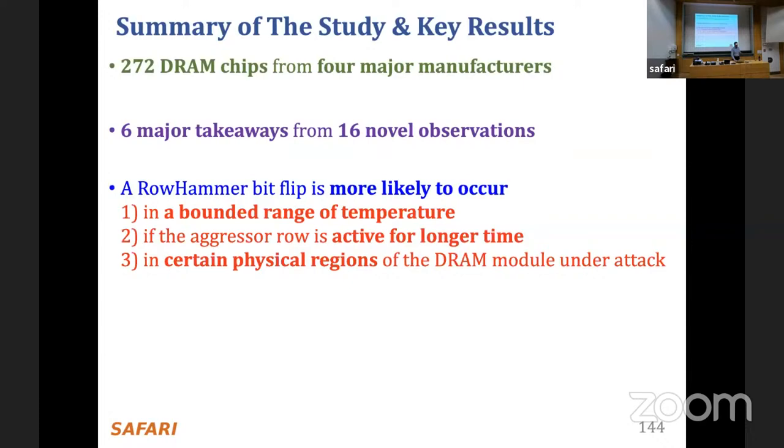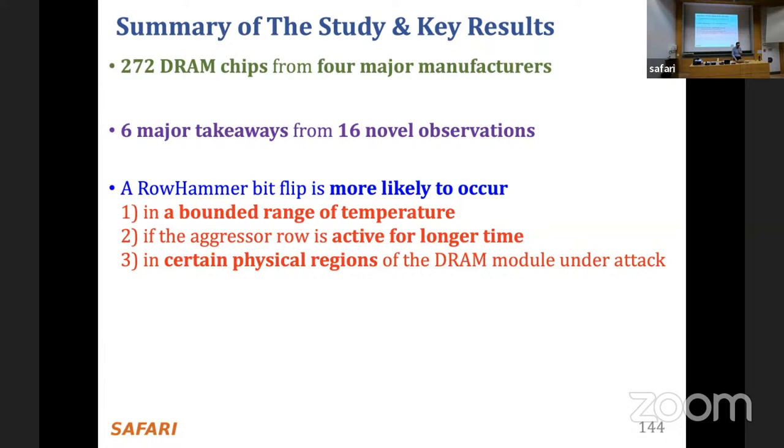But basically, there are some takeaways. I'll give you a few of them that are interesting. I think all of them are interesting, but a few of them can be potentially easier to use. For example, a RowHammer bit flip is more likely to occur in a bounded range of temperature. There's a temperature range where you get more likely bit flips for a given cell, and this temperature range is different for different cells, right, Giray? Which is interesting. I don't think we completely understand why, but there are some hypotheses as to why this is the case.